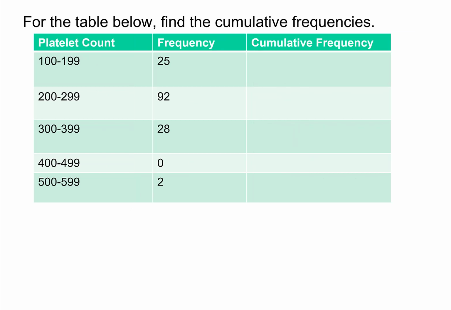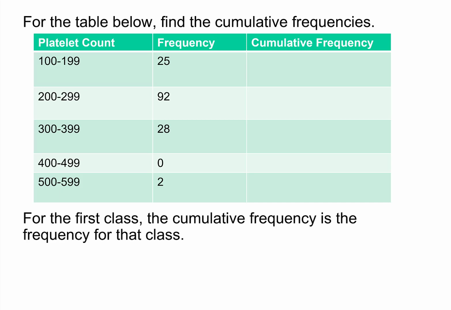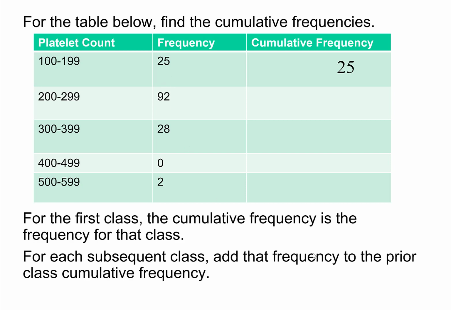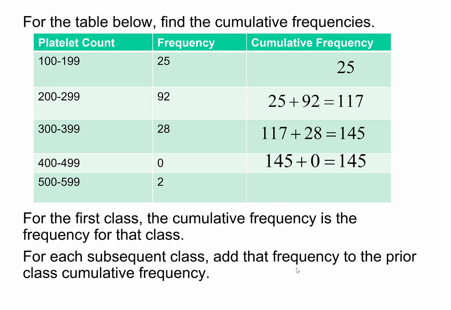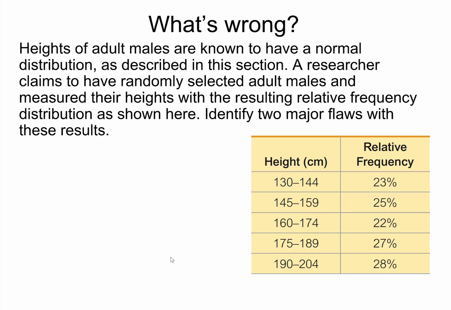Now we want to find the cumulative frequency. So remember, for the cumulative frequency, for the first class, it's simply the observations in that class. For the second class, we're going to take 25 plus 92 and add that together to get the cumulative frequency for class 2. For the third class, we're going to take 117 and add 28. And for the fourth class, it's going to be just 145 again. And then finally, for the last class, we take 145 plus 2 and we get 147.